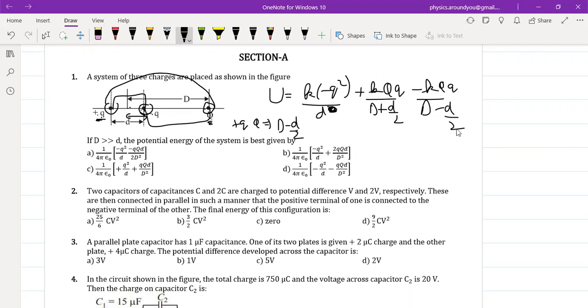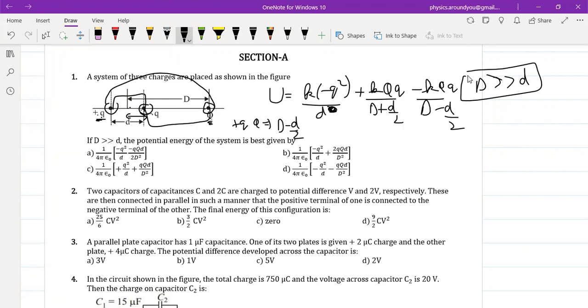I will simplify these and then use a condition that capital D has to be very, very much greater than small d. That is one way of arriving at the answer. There is a way to eliminate also.